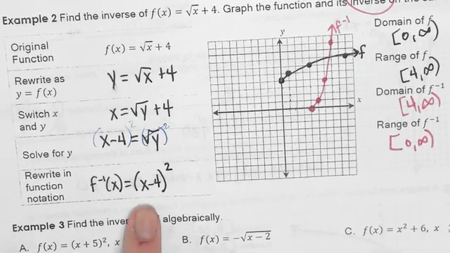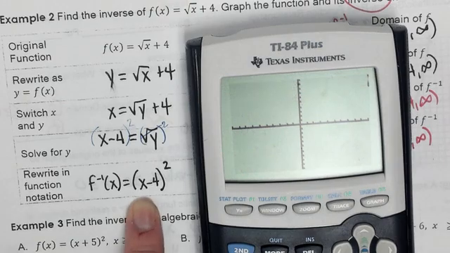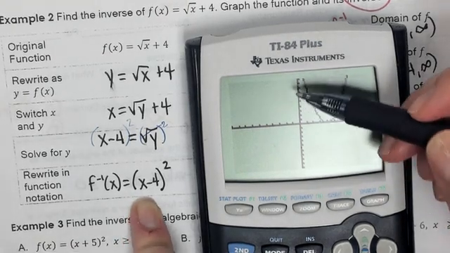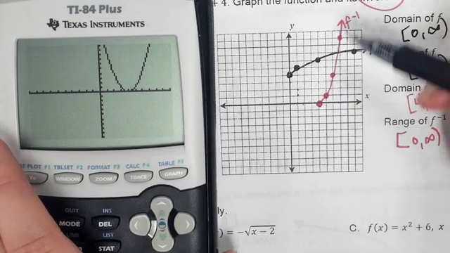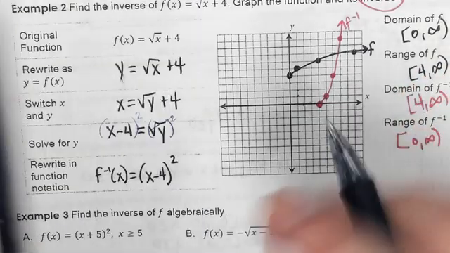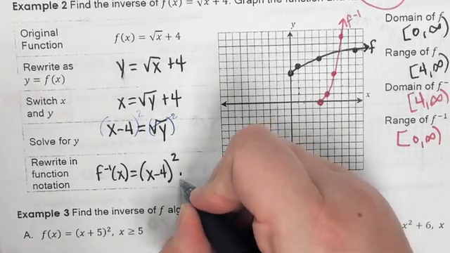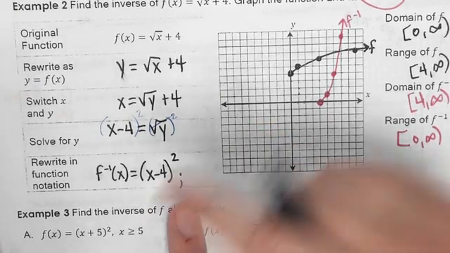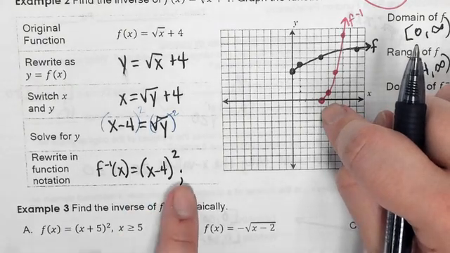However, if I were to type this in the calculator to check, if I have parentheses x minus 4 squared and I graph it, the calculator gives me the whole parabola, but when I made my graph, I only have half of it. So that tells me I have a domain restriction. So this is not the answer. This is the whole parabola, but I don't have the whole parabola. I only have the right side. So I have to also give its domain.